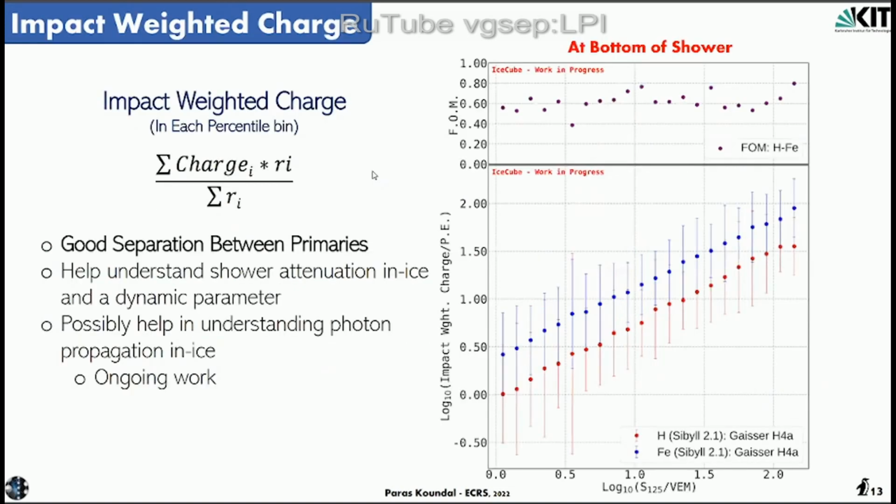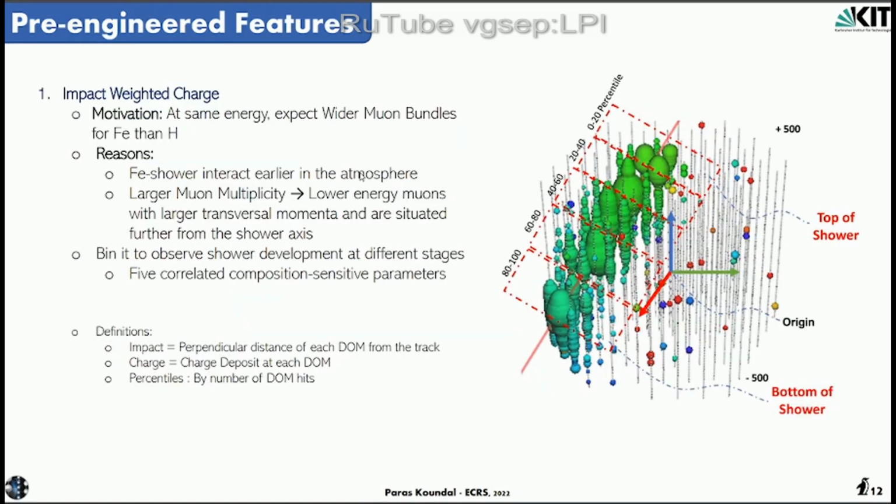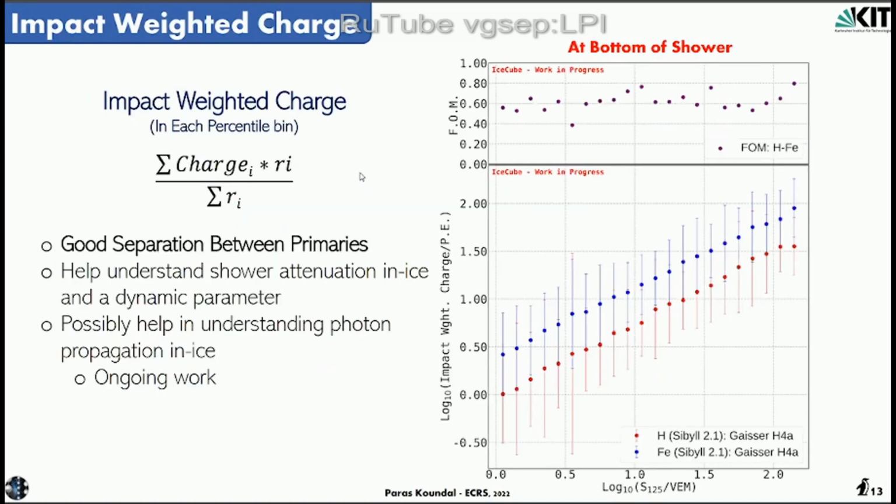Just coming quickly to how it can be seen. Here I've shown it for the bottom of the shower, so the last percentile bin. In principle, you can also do it for the other percentile bins. And you can see, again for all energy bins on the x-axis, here I've replaced it by S125, which is again an energy proxy, we see a good separation between proton and iron.